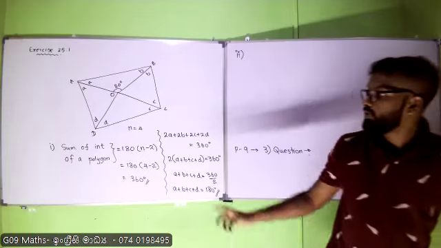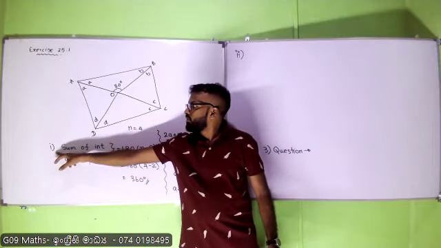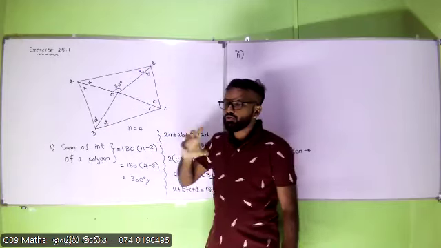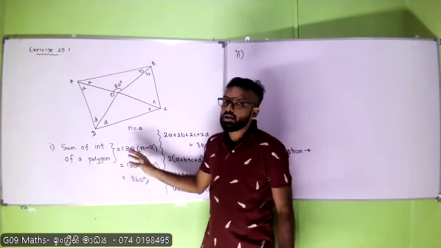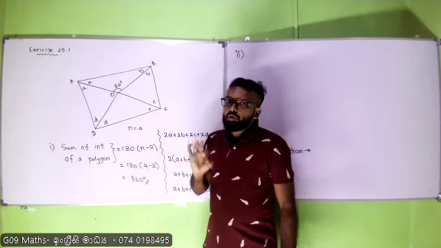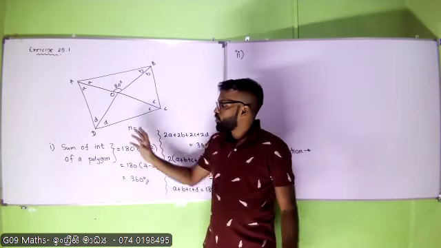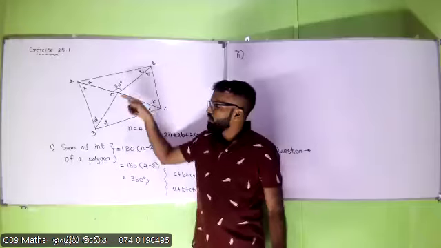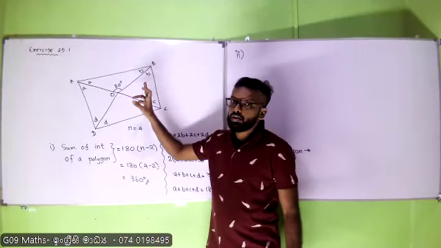Okay, I will explain this one again. When you find the answer for part 1, this is a quadrilateral. You know the interior angles of a quadrilateral equal 360 degrees. But you cannot take it at once. You have to find the values of a plus b plus c plus d, so you have to use this relationship to find the summation of the interior angles of this quadrilateral first.